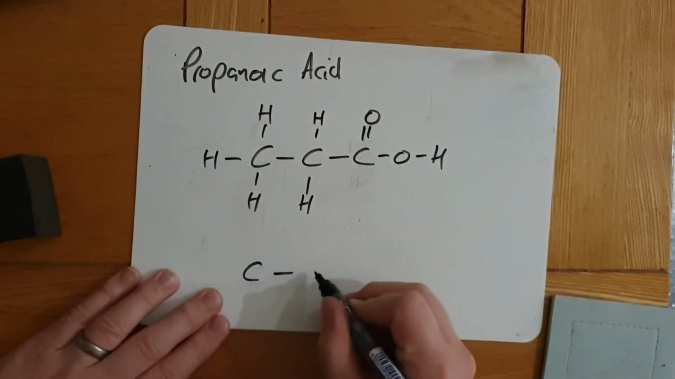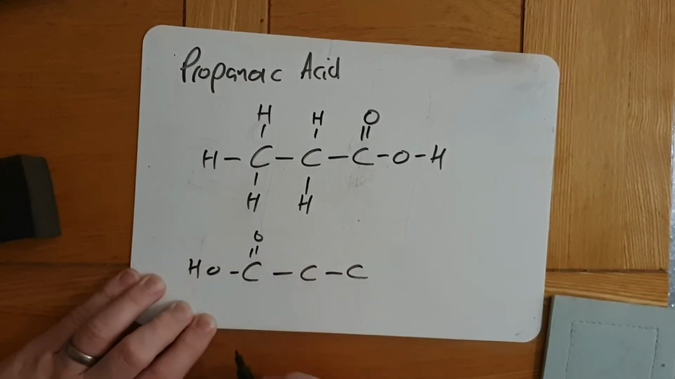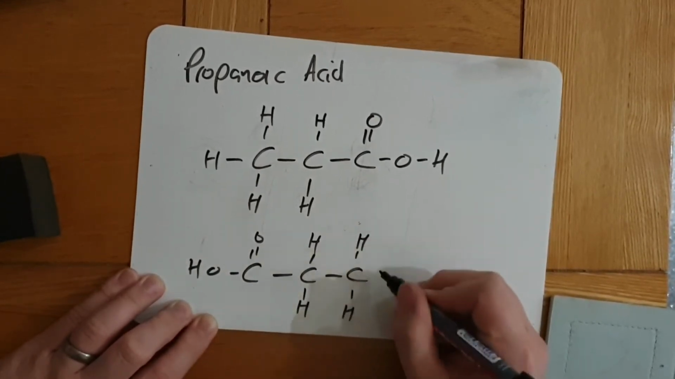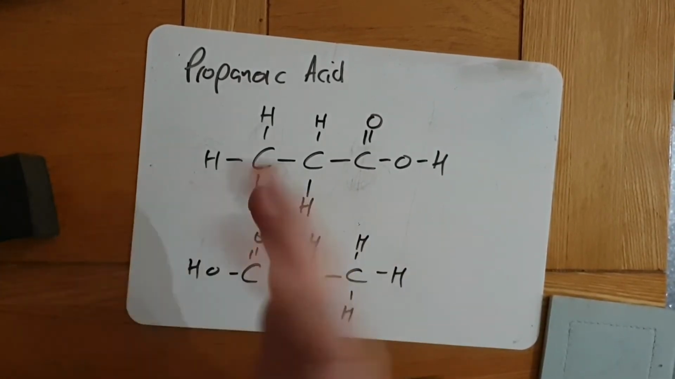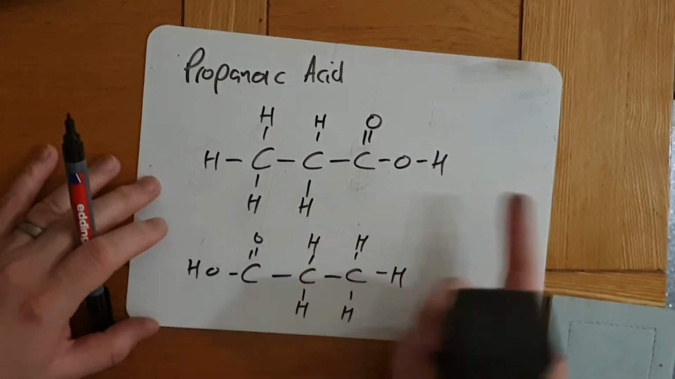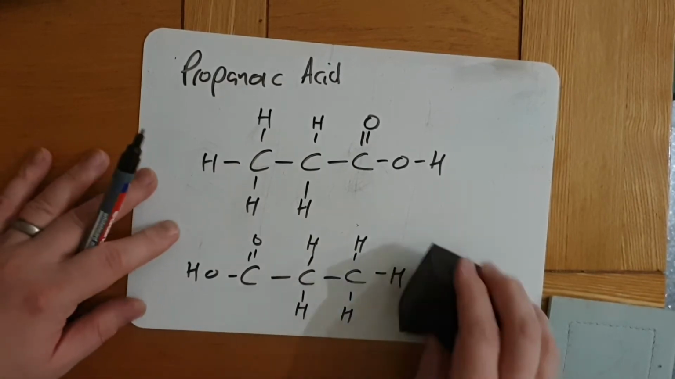If I draw this here, C, C, C, we could have double bond O, OH there, and then H, H, H, H, H. These 2 are exactly the same molecule, it's just like a mirror image of them. I tend to draw the carboxylic acids at the right hand side, but that's just force of habit. It doesn't make any difference which end you draw them on.